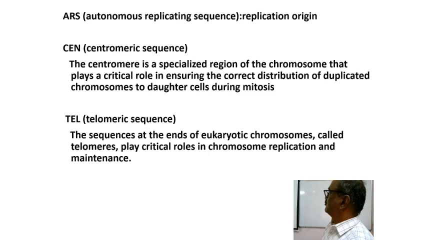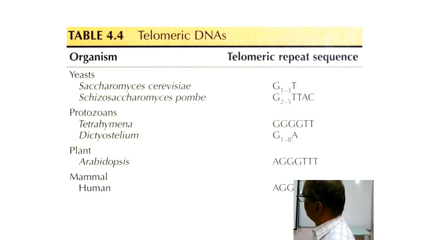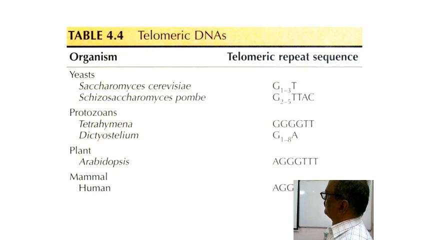Whereas the telomeric sequences are present at the ends of the eukaryotic chromosome. They play a key role in chromosomal replication and maintenance. Okay. What are the telomeric repeat sequences? It varies depending upon the organism. If you take the yeast, Saccharomyces cerevisiae, G1 to 3 and T, so that is the repeat. Okay. 1G, 2G, 3G, and the T, okay.